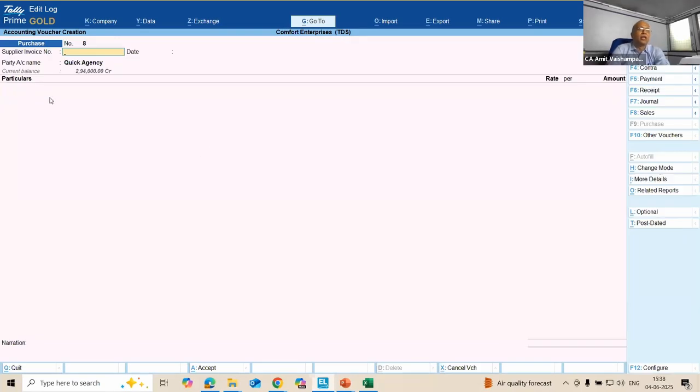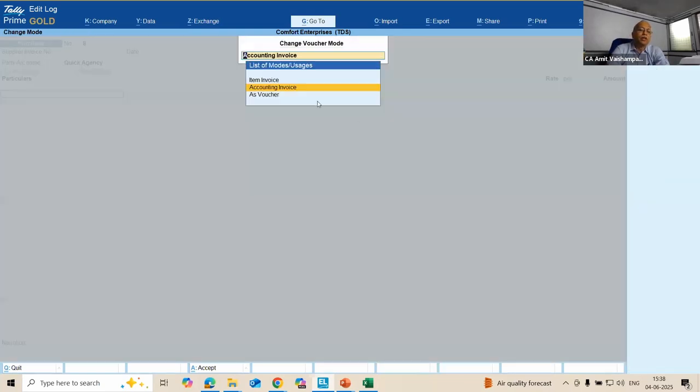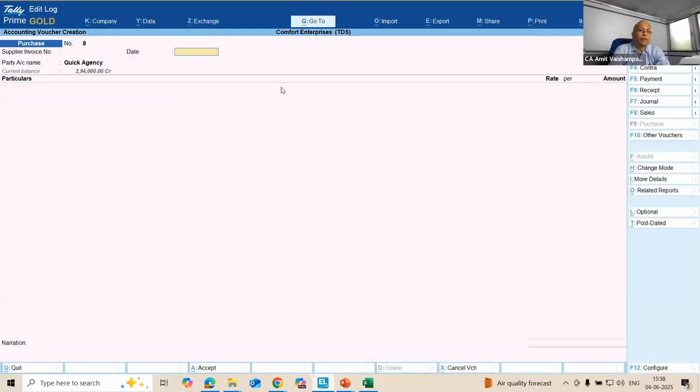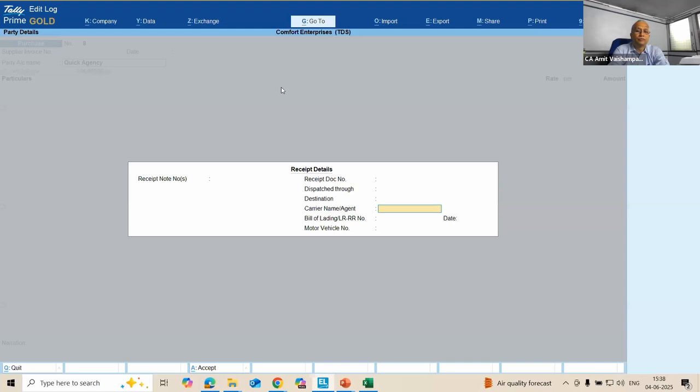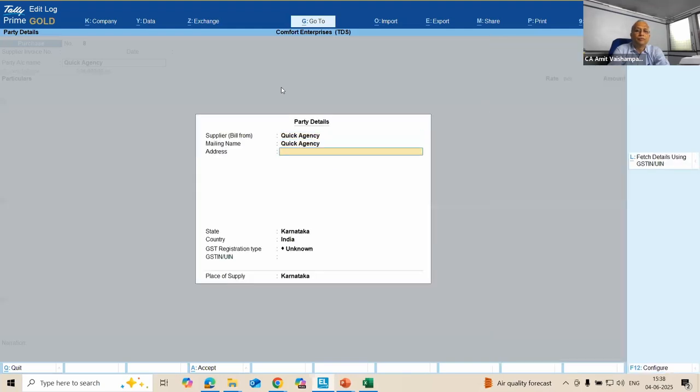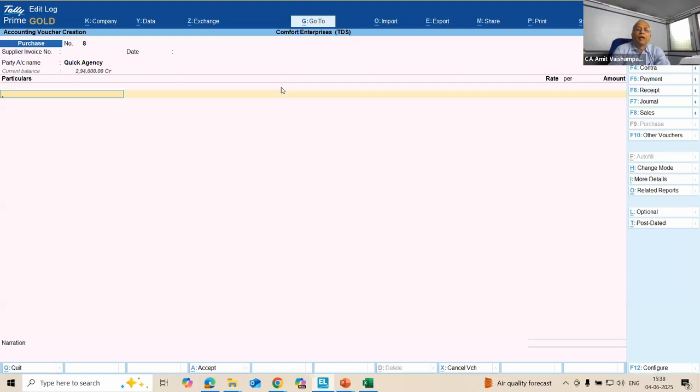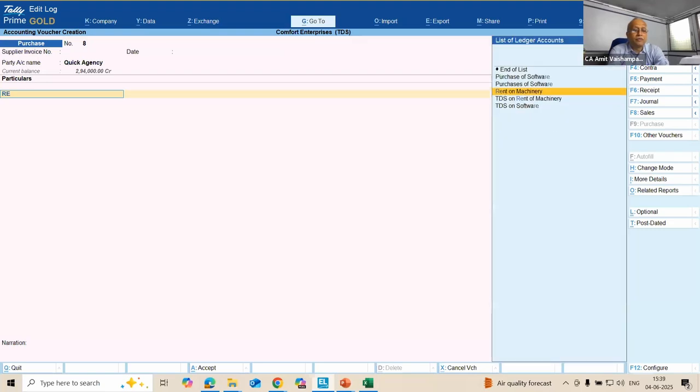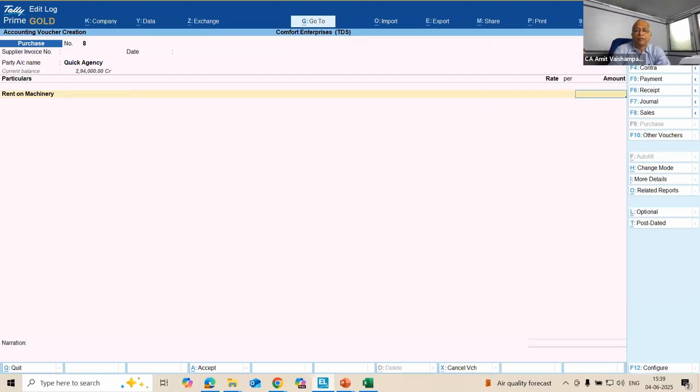Here it is particulars. Now, in this case, I'm passing a transaction for rent on machinery, which is an accounting invoice and not a product invoice. So I shall be using accounting invoice mode and not item invoice mode. I have changed the date to 31st of May 2024. I'm selecting the ledger as rent on machinery. I have typed the amount as 3 lakh rupees.